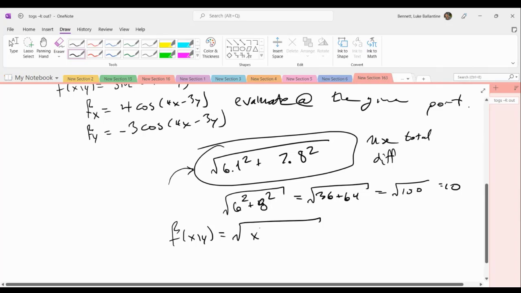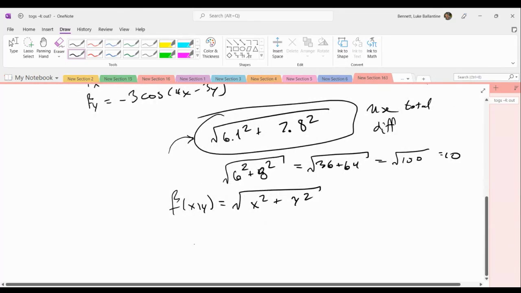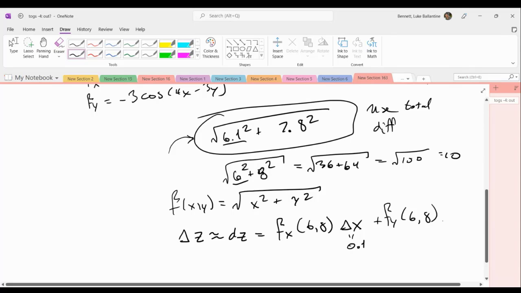So we'll just call the first component x, second component y. And then, we know that delta z is approximately dz, which is equal to f_x(6,8) times delta x. Delta x is just equal to 0.1 because that's the difference between 6.1 and 6. Plus f_y(6,8) delta y. Delta y would just be negative 0.2.